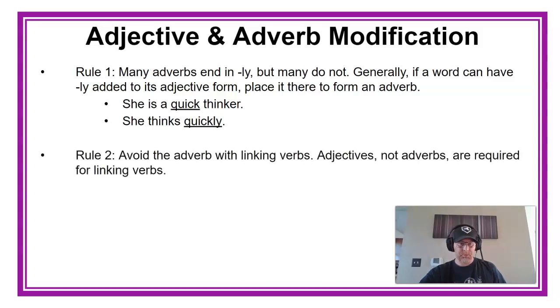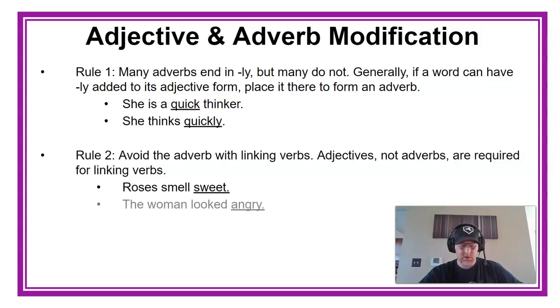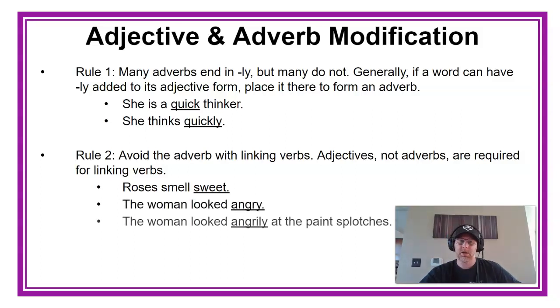Your second rule is to avoid the adverb with linking verbs, okay? If you have a linking verb, it's going to be an adjective. Roses smell sweet. How do the roses smell? They smell sweet. The woman looked angry. How does she look? Angry. Or the woman looked angrily at the paint splotches. Okay, again, how is she looking? She's looking angrily.